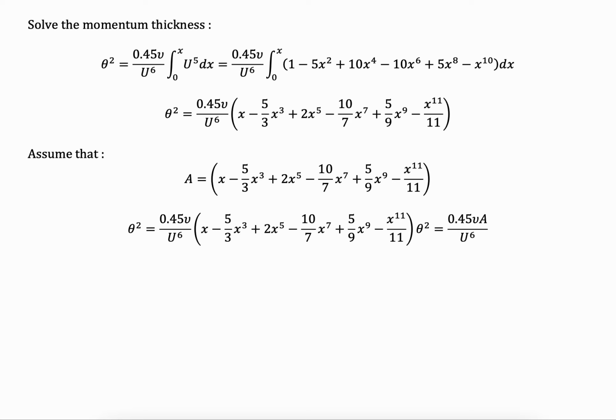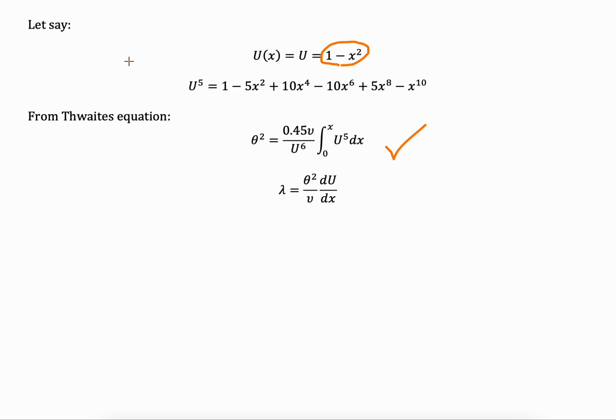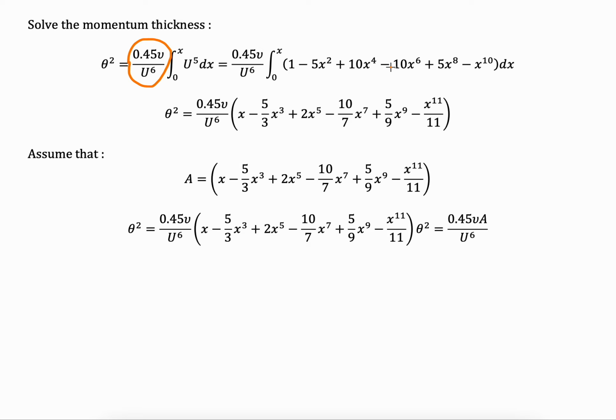So then what we need to do is solve for the momentum thickness. The idea is we have this equation, and we have u to the power of 6 in this area. Please do not substitute the value of u inside this equation. We are using this equation in the integral part only. So we substitute it here.